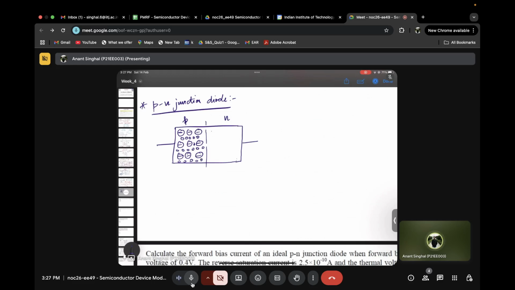And now in the n type, the majority carriers would be electrons, right? So the minority carriers will be the donor ions, sorry, not the acceptor ions, which I'm denoting by plus charge. And let's say we have a lot of electrons, which are the majority carriers.